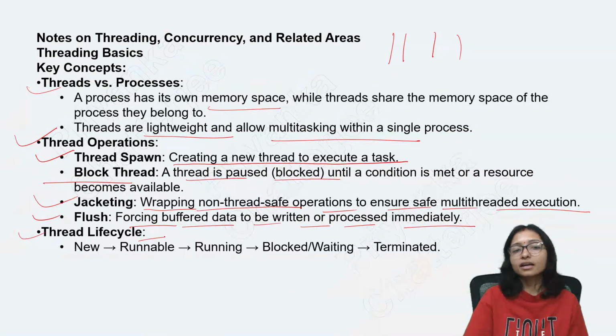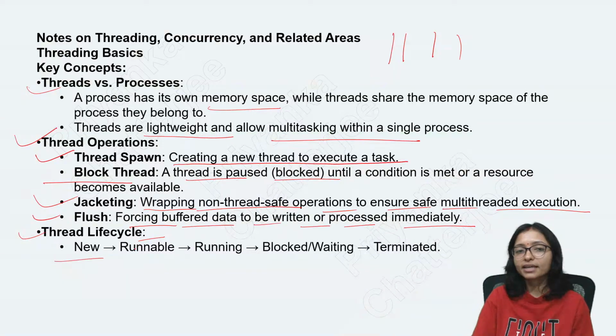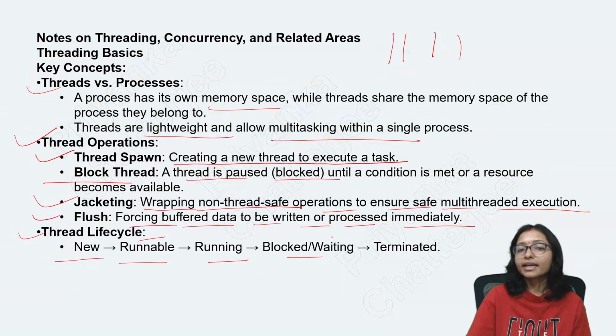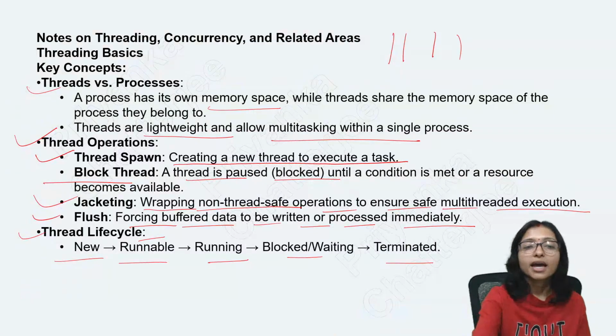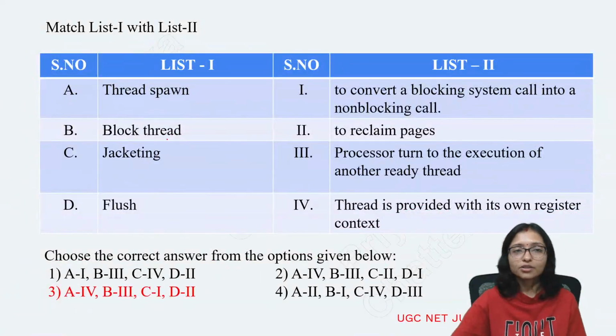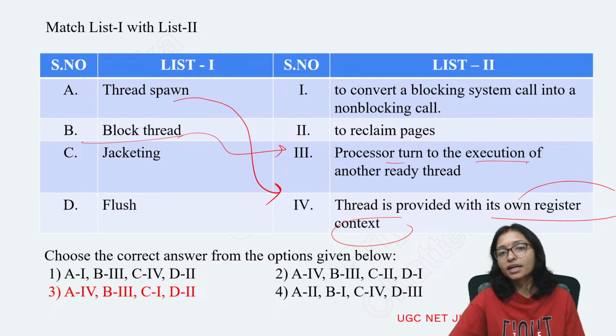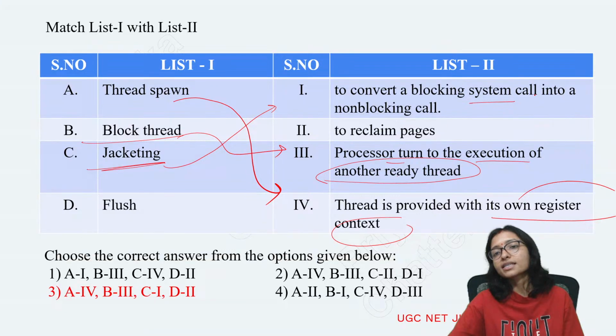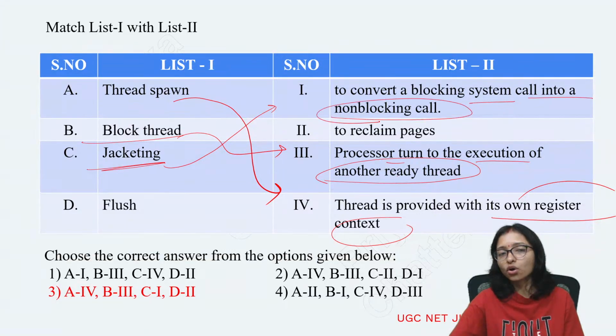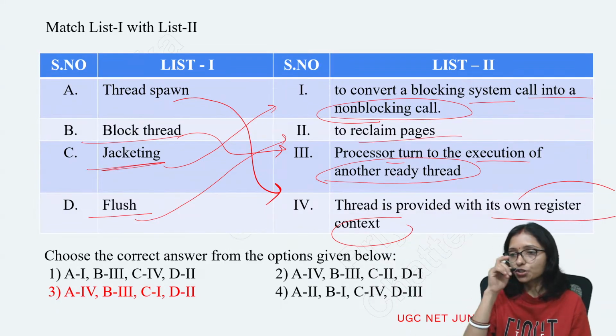And the thread life cycle is: new, runnable, running, then blocked or waiting, and terminated. And that's why your answer is this one: thread spawn provides its own register and context, and block thread is this one, which lets the process turn execution to another ready thread. Jacketing, as I just told you, converts a blocking system call into a non-blocking call. And flush is this one, to reclaim the page. Okay.